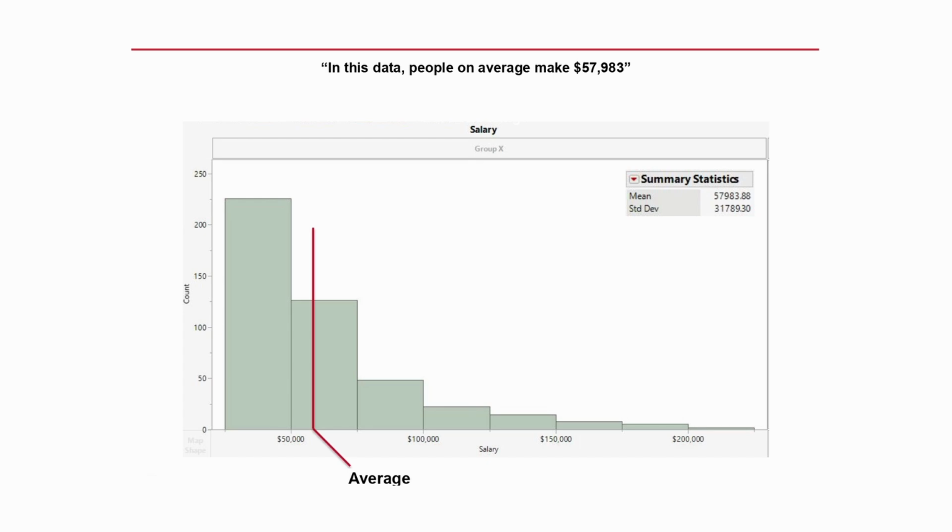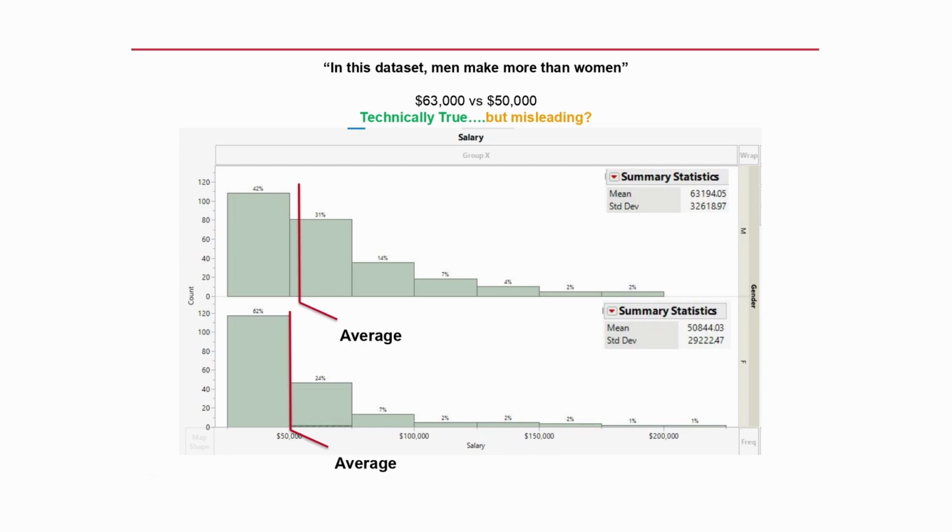So if I was to say the average here is about $58,000, that would be correct. But that's only telling some of the story here, because these salaries come from men and women. So if I wanted to tell a little bit more of a holistic story, I could make a histogram for the men and the women separately. And that's what I've done here.